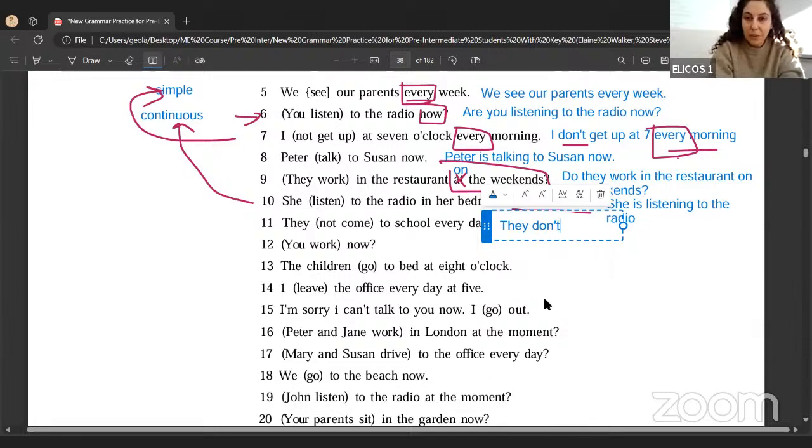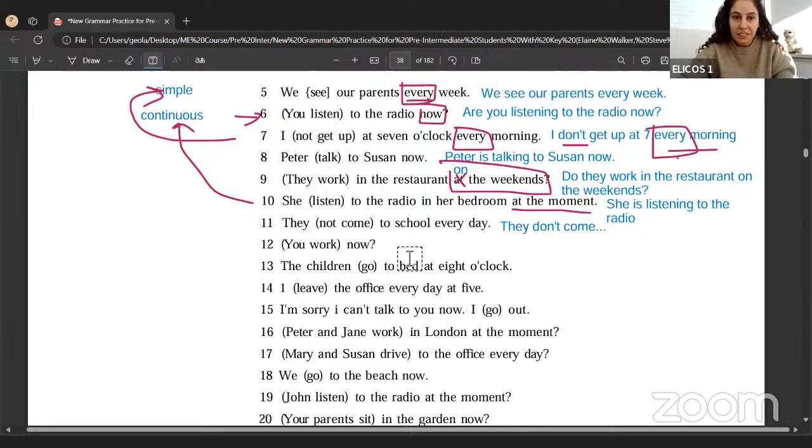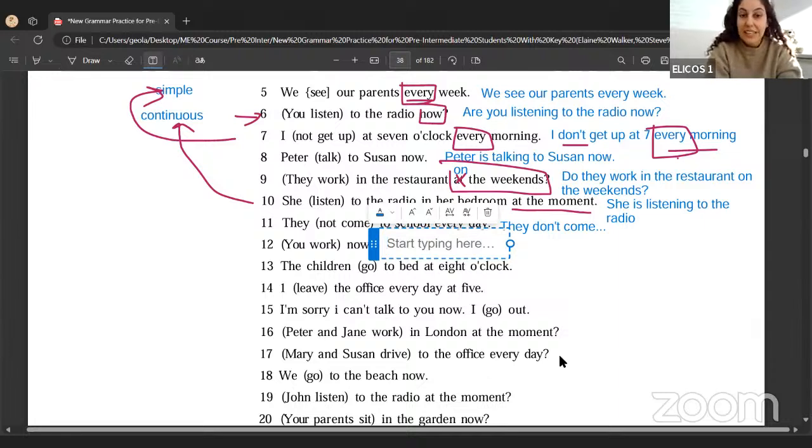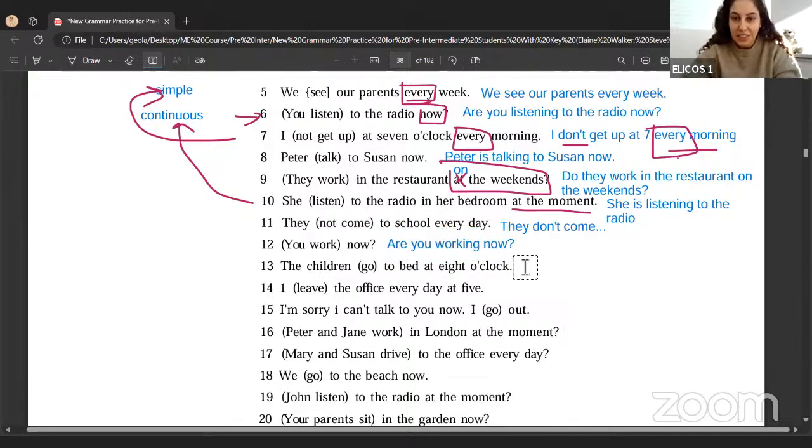Yes, talking about a routine. They don't come to school every day. Good. 12, it's a question. It has now. Now is a continuous. So, yeah. Are you working now? Yep. So continuous questions.